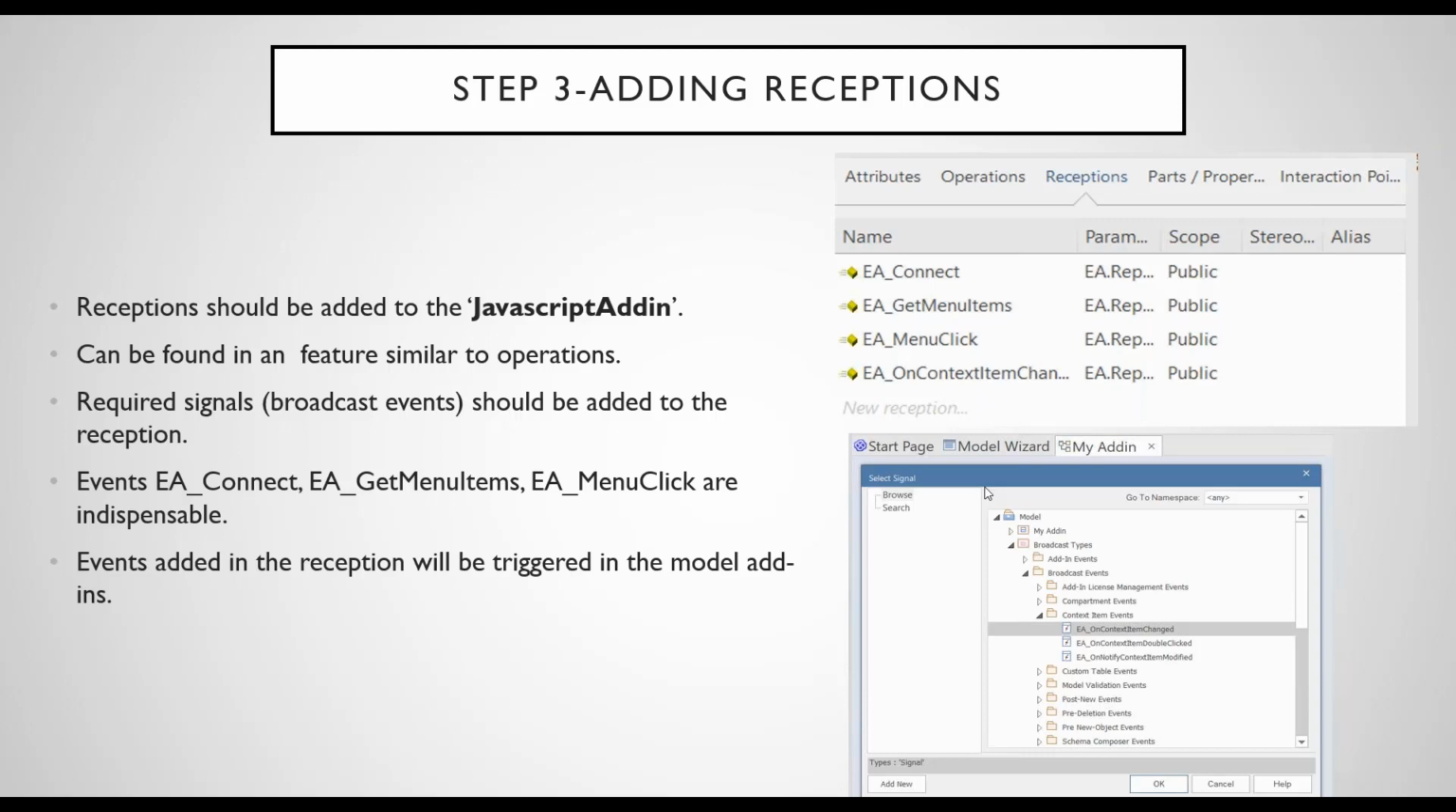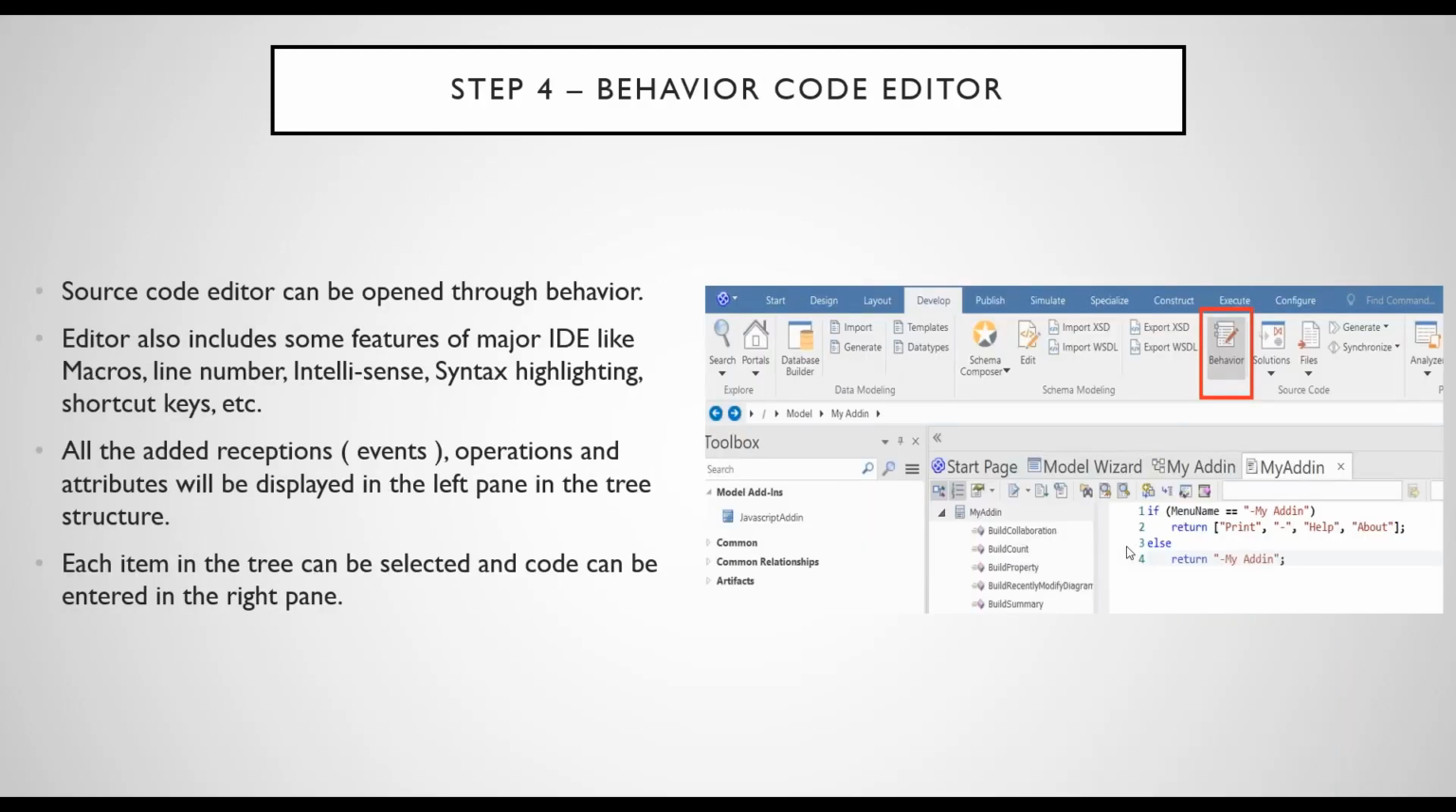For example, if our add-in requires something like two menus and a menu click option, then it is mandatory to have the get menu items and the menu click events. So that's how the reception works. These are all the configuration parts which need to be done in the add-in.